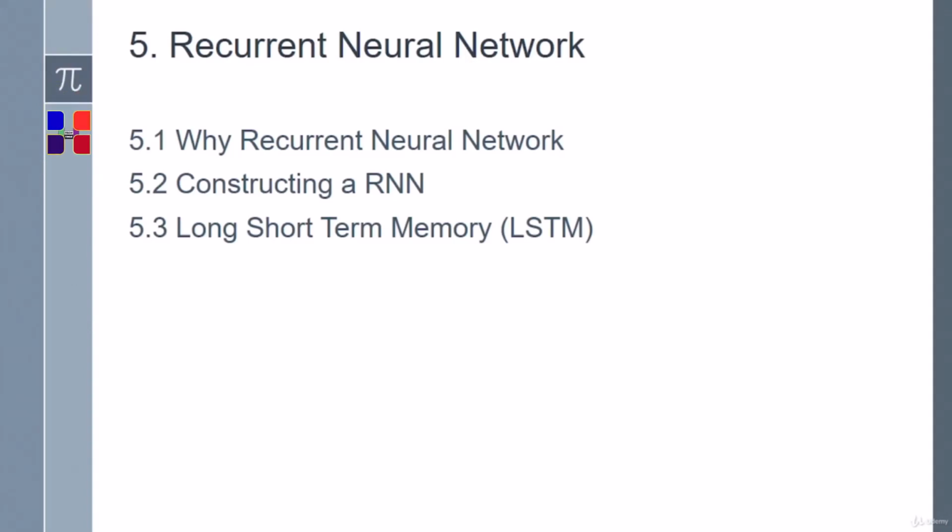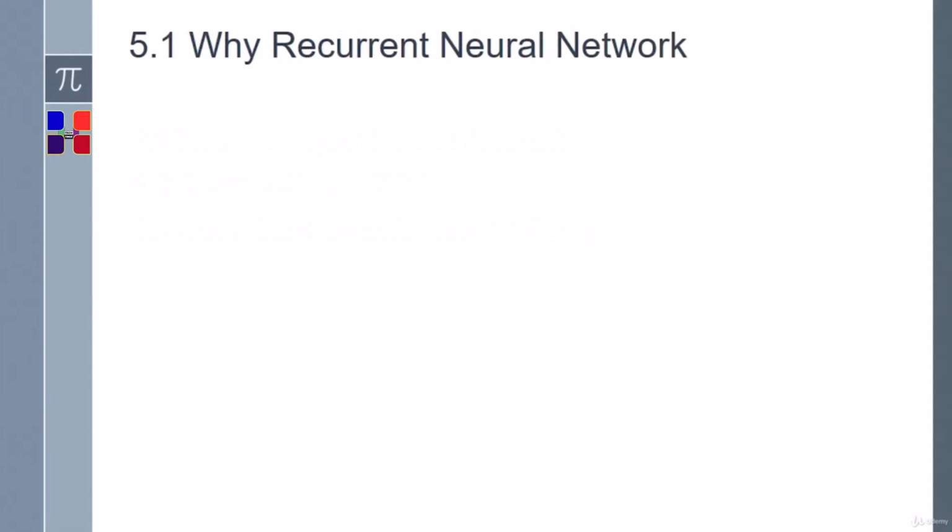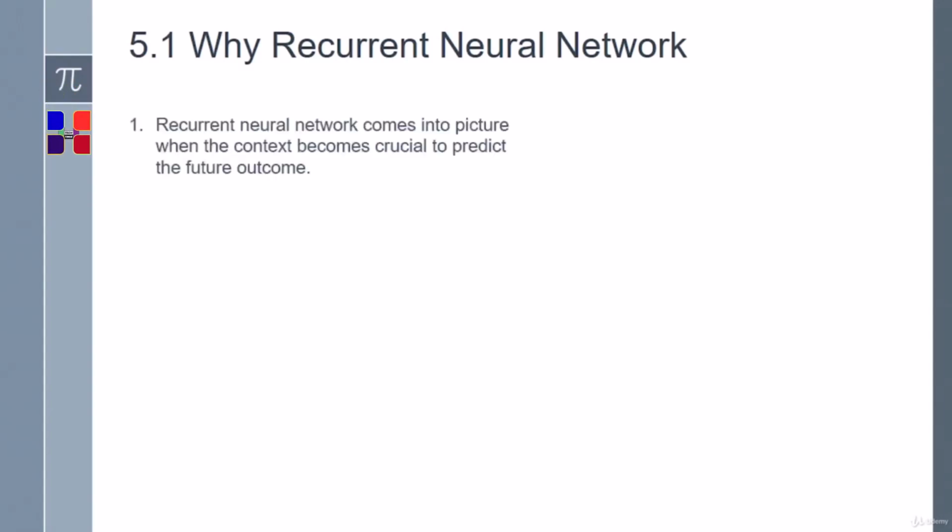Again, these are very deep topics, and I do not intend to cover all of them or any one of them in depth. The idea is just to give you a glimpse and to give you some intuition behind these networks, so that you can explore it on your own. Okay, so first is why a recurrent neural network, why a different type of algorithm is required, right?